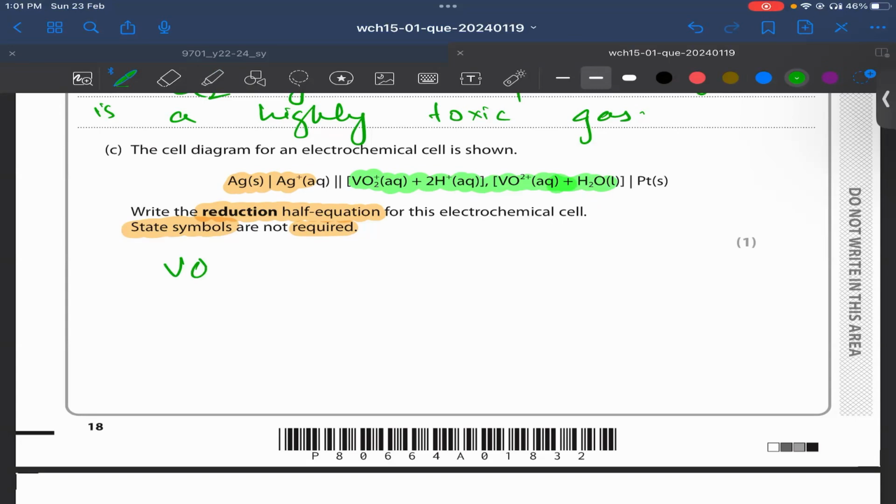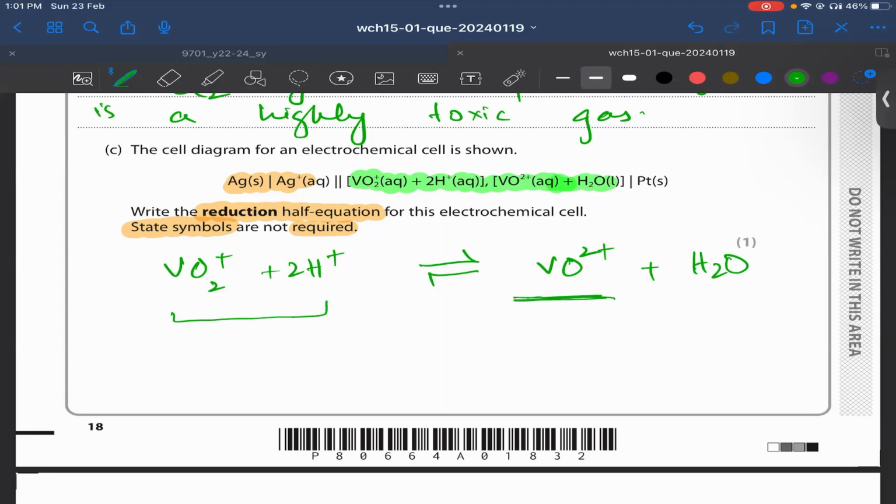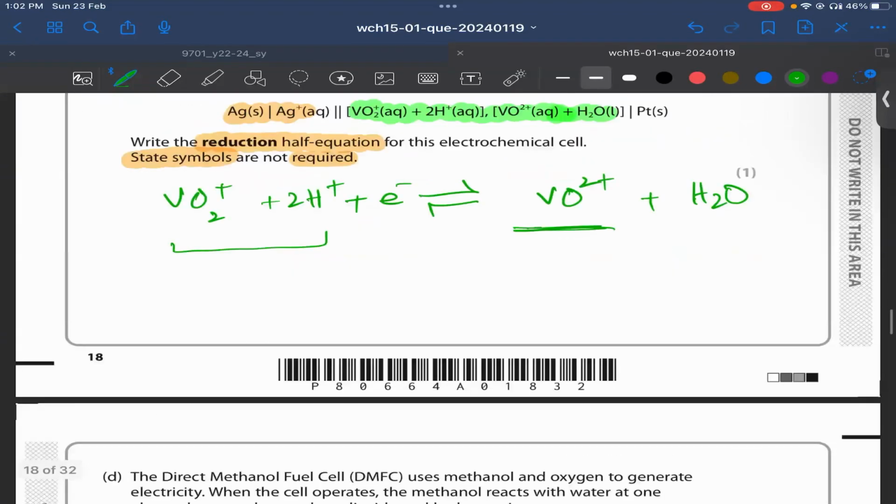Dioxovanadium VO2 plus reacting with 2H plus ions. This will give us VO2 plus and H2O, right? And on this side, we have plus 2 charge. And on the reactant side, we have plus 1, plus 2, plus 3. So to balance, we'll add an electron here. All right? So this is how you'll write the equation.